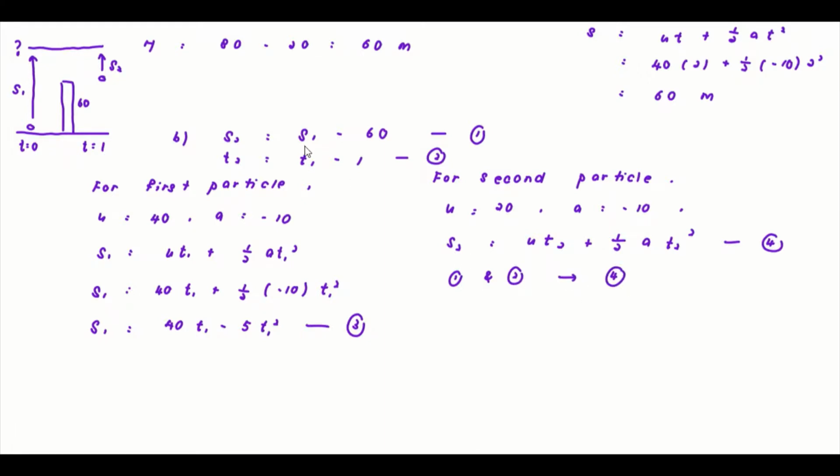So S2 is S1 minus 60, right? So S1 minus 60. Don't worry, if let's say you want to substitute your U and A first, then only you substitute your S1 and S2, also can. It's just going to be the same.